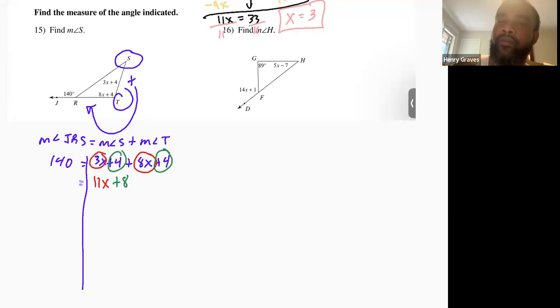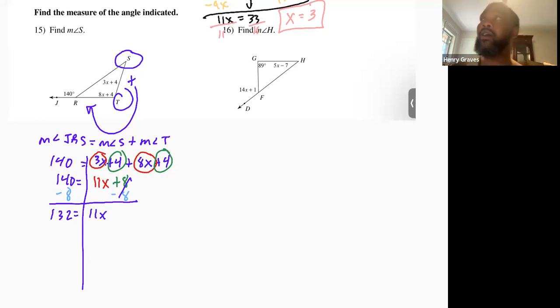Now I'm going to go ahead and subtract 8 on both sides. I love when I use purple because that's the color of my team. 132 equals 11x. Now I'm going to go ahead and divide both sides by 11. And my answer should be 12.